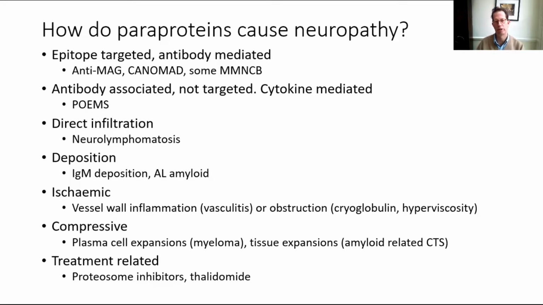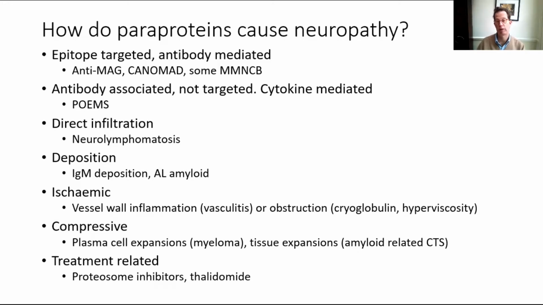Sometimes there's direct infiltration by B cells, as in neurolymphomatosis, which might produce a patchy multiple mononeuropathy. And sometimes there's deposition of either the whole antibody or more normally the light chain, resulting in amyloid and a very typical syndrome of small fiber pain and autonomic dysfunction. Paraproteins can also cause vessel wall inflammation when they deposit as cryoglobulins, for instance, or they can obstruct vessels with cryoglobulinemic obstruction or in hyperviscosity syndromes.